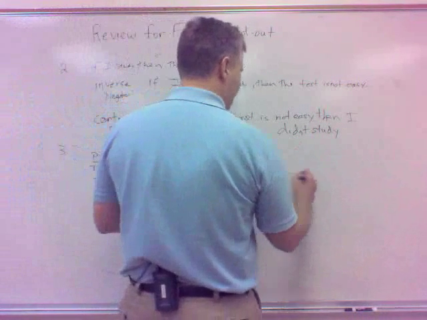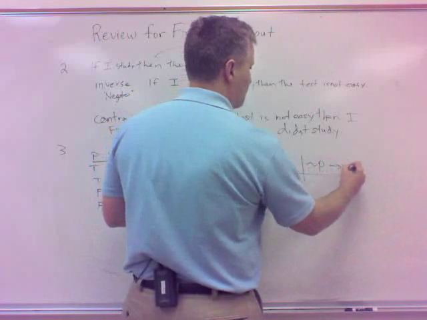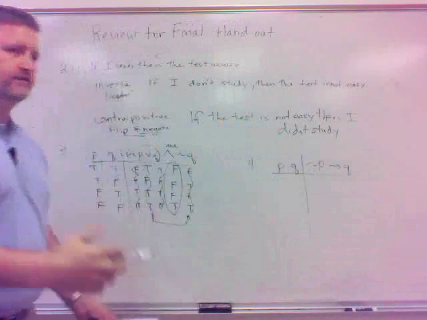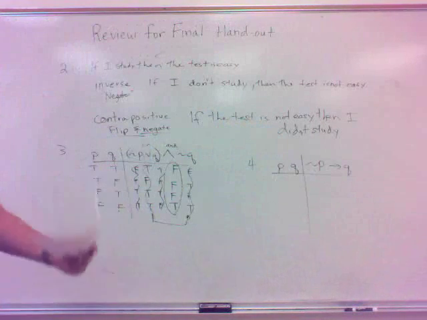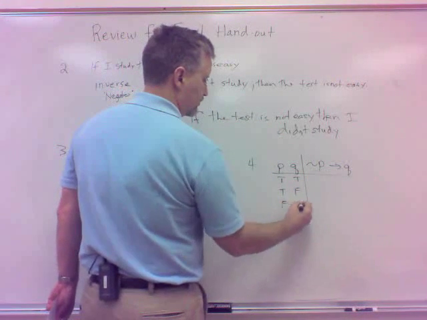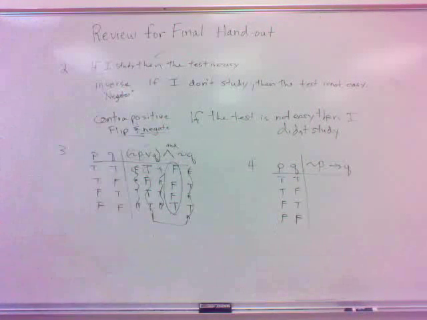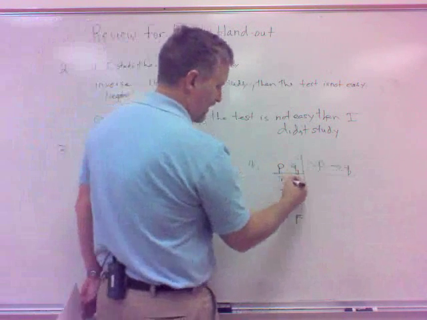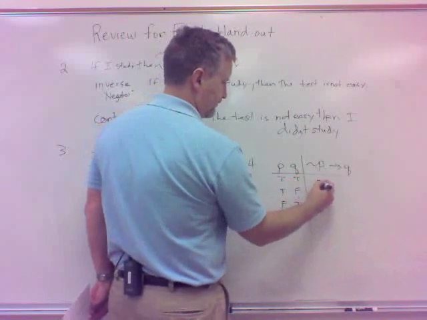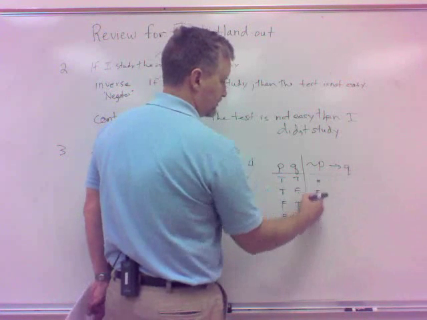All right, number 4. Truth table 4. Not P, arrow Q. All right, so it's still a P and Q statement, so it's P's and Q's. Over here we got true, true, true, false, false, true, false, and false. Again, we got not P, so I'm going to do the opposite of the P, so it'll be false, false, true, true. And then Q is true, false, true, false.